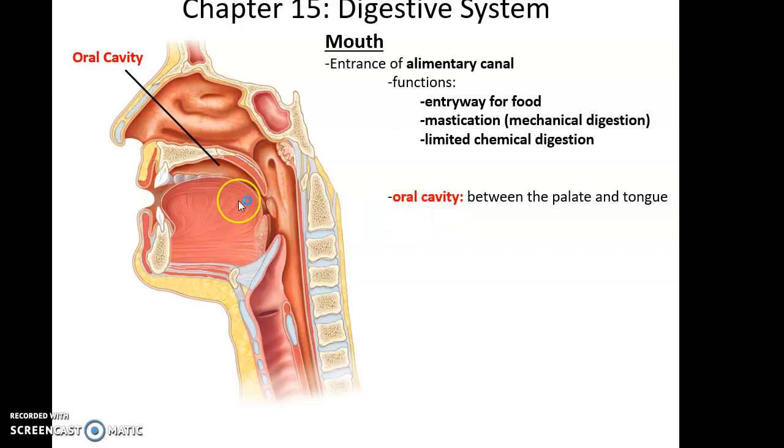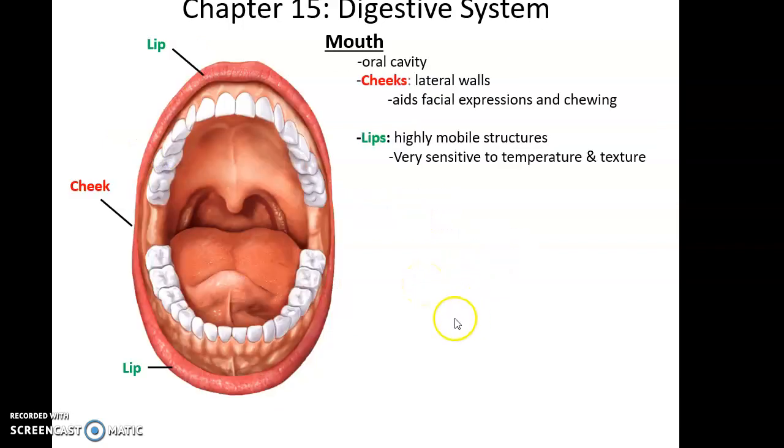So the oral cavity, again, is between the hard palate and the tongue. We look at the mouth area in general. We have, of course, the cheeks on the lateral sides, forming the lateral walls and aiding in facial expression. We have the lips. Lips are very important, highly mobile structures, very sensitive. So when you bring food up to your mouth, the lips can tell if it's really hot or really cold, or if the texture of that food item is off.